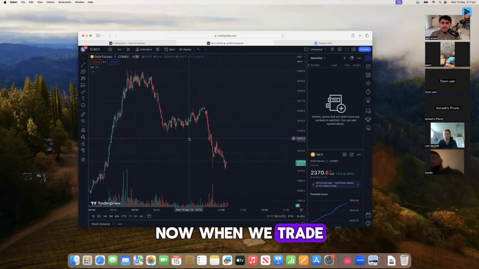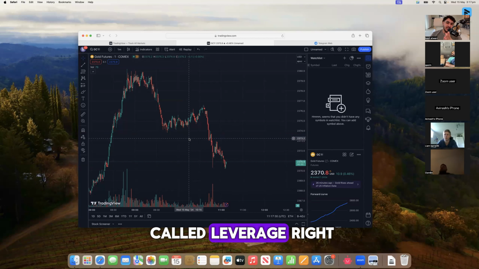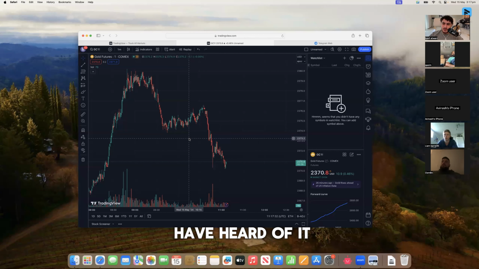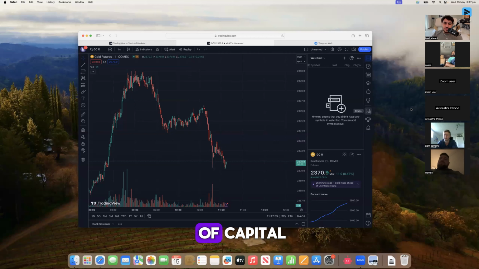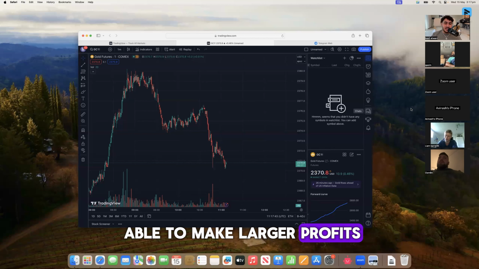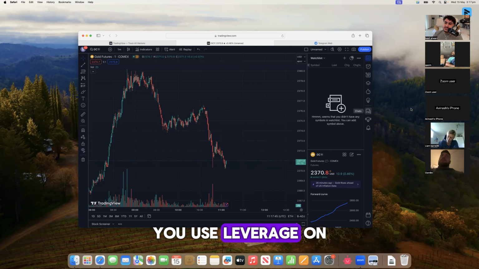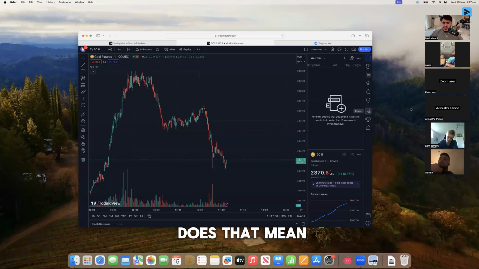Now, when we trade with something called leverage, some of you may have heard of it, some of you may not have. It is a very simple concept. Basically, if you are someone trading with a small amount of capital, a small amount of money, and you want to be able to make larger profits, you use leverage on your trades. So what does that mean? If I'm someone who's trading with $1,000 and I'm using leverage, it is as though I'm taking this trade with a lot more money than I have in my account.